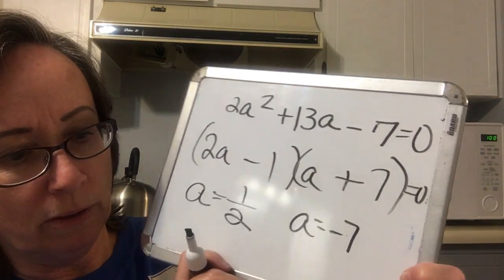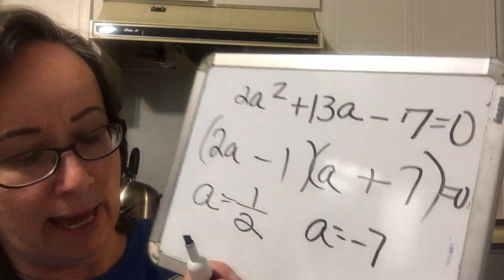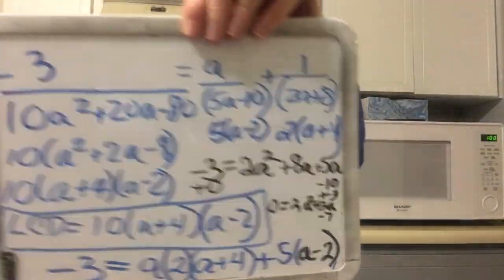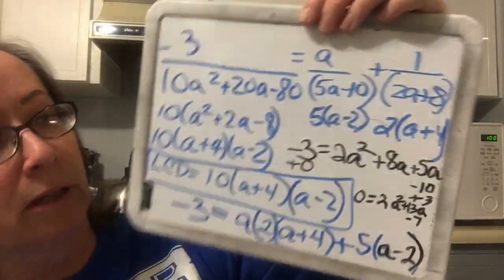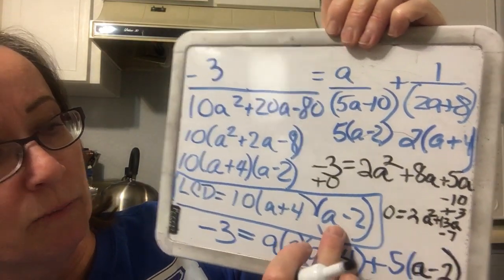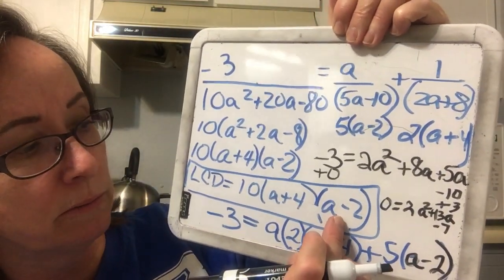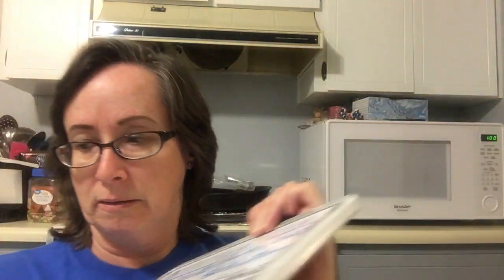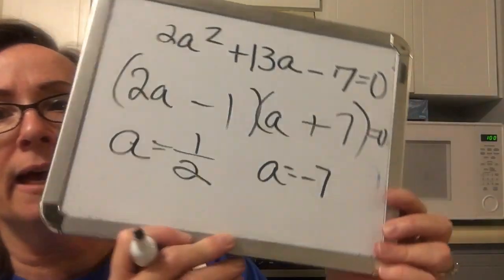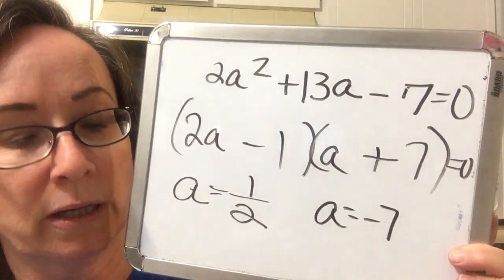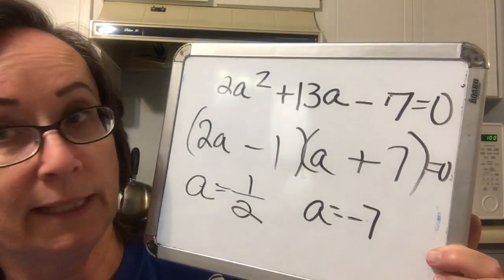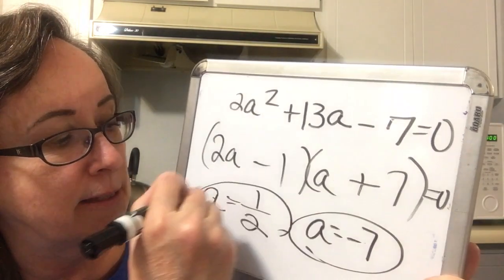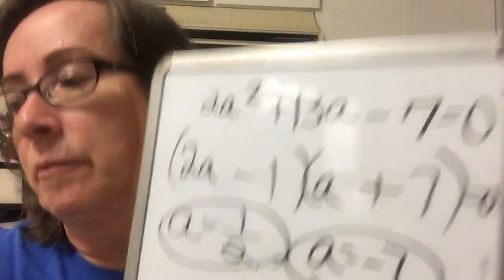Okay, so let's go look at our original least common denominator. My original least common denominator would not allow a to be 2 or negative 4. But when I look at what I got, I did not get a 2 or a -4. Therefore, these two are the correct solutions, and that is also what my answer key says. So I would circle them both.